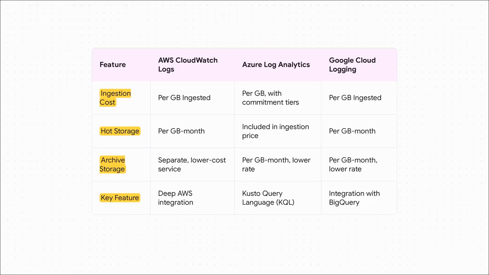Let's really break this down. First, notice that ingestion cost is a key driver for everyone. That's exactly why filtering and sampling are so critical. But now look at hot storage. See how Azure includes it in their ingestion price, while AWS and GCP charge for it separately? That is a crucial detail. And for archive storage, they all offer cheaper options, which is where our tiered retention strategy comes into play. Understanding these specific platform differences is how you apply our 4 pillars to actually save money.